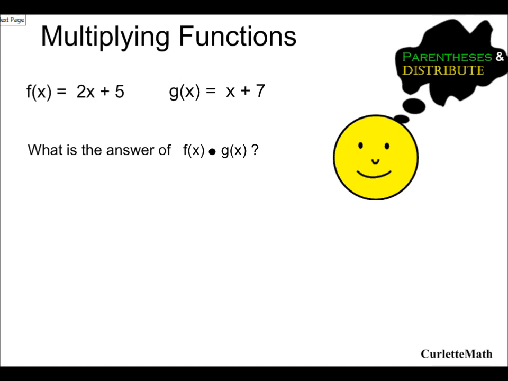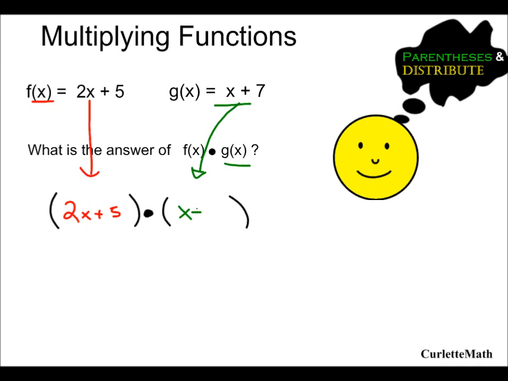Now, what happens with multiplication? Well, make your parentheses and distribute as the face is telling you there. So, what we're going to do is put our multiplication sign in between, make our parentheses, write down our f of x function. Our f of x is going to be 2x plus 5. Our g of x, write it down, is going to be x plus 7. A lot of times we don't write our parentheses with the multiplication sign in between. We see it as 2x plus 5 times x plus 7.